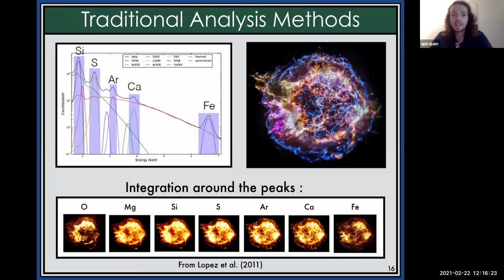The traditional analysis methods mainly consider the spectra or images separately, and they don't consider the correlations at all. To obtain some separate images, one very simple option would be to just integrate the cube around the peaks, and we obtain the small images here, which are meaningful. We have some ideas of the structures of the different ejecta components, but it is also highly contaminated by the synchrotron emission, so it's not perfect, and it's difficult to have clear conclusions about that.